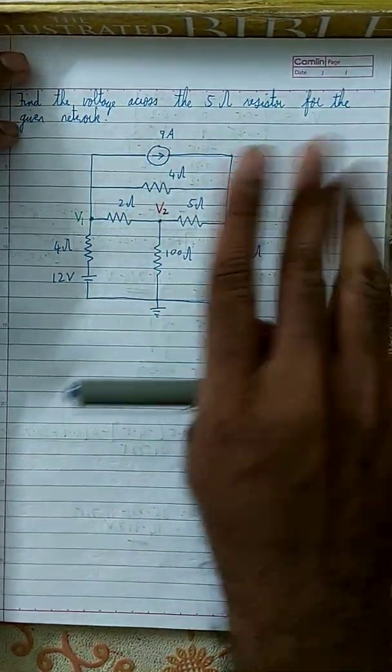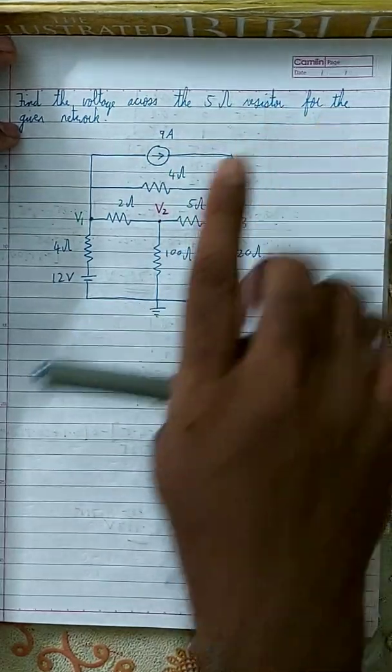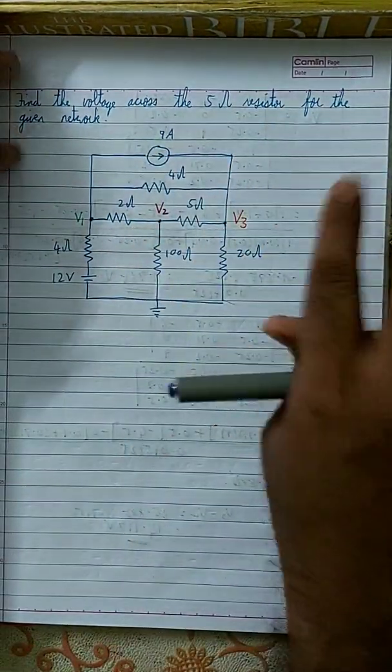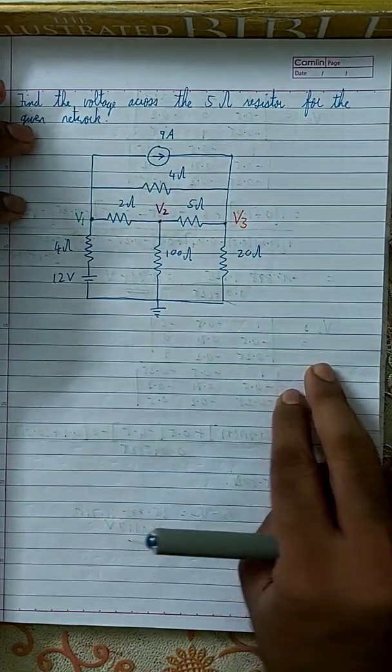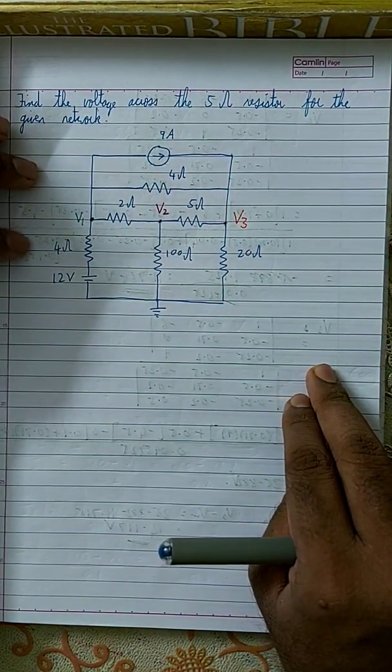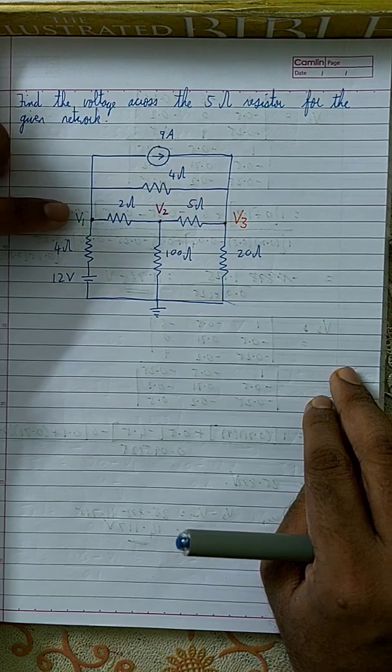So this question actually means you should find the value of V2 and V3 only, and then take the difference between these two. That's the question. So let's write the equations. First I will start with the equation of V1.